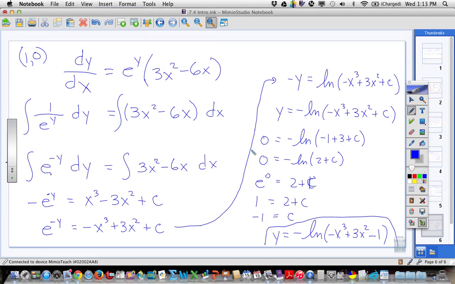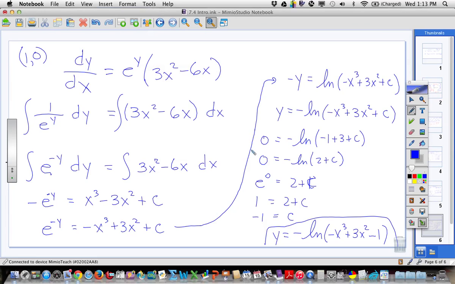So from right here, like Allie said earlier, the antiderivative of this, we have to remember to kick out that -1, the 1 over -1 actually, but still -1. So we get negative e to the negative y equals x cubed minus 3x squared plus c. We always have to remember the plus c on that right side. Very important on this. Now, get the y by itself.